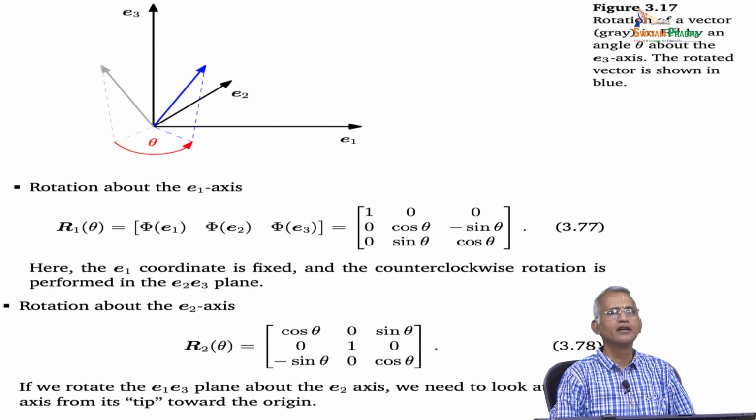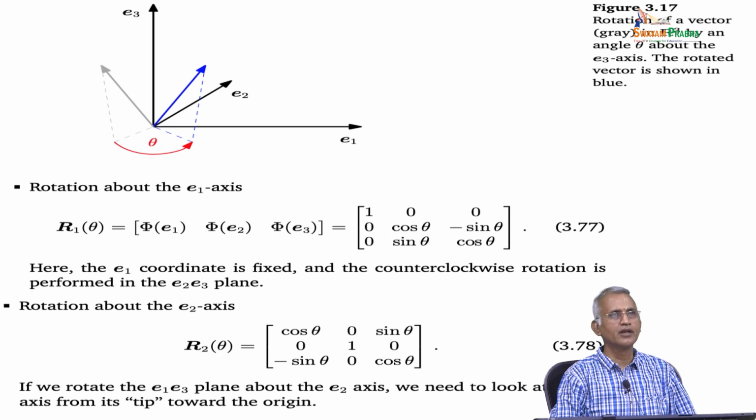In figure 3.17, we denote the rotation of a vector in R cube by an angle theta about an axis. Consider E1, E2 and E3. We rotate about the E3 axis, and the blue color shows the rotated vectors from E1 to E3 and E2 corresponding to this one, right. This is the meaning of a rotation, how it occurs in the Cartesian plane.